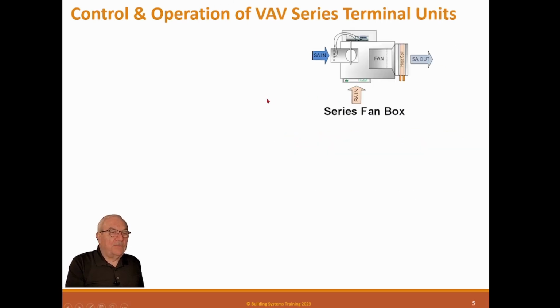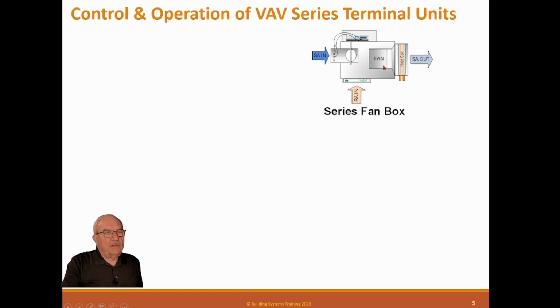Now we have another kind of box called a series fan box. A series fan box does exactly the same thing as the other box, but it has a different feature. It has a fan in it right here, and this fan is in series with the cold valve. So this is the regular VAV box valve here. The supply air comes in this cold valve, and the damper is the same way. It moves, opens and closes it. But now in this one, we have a fan in series.